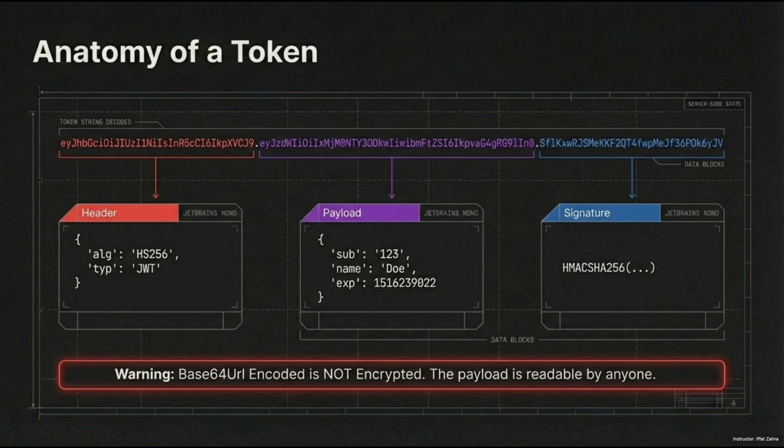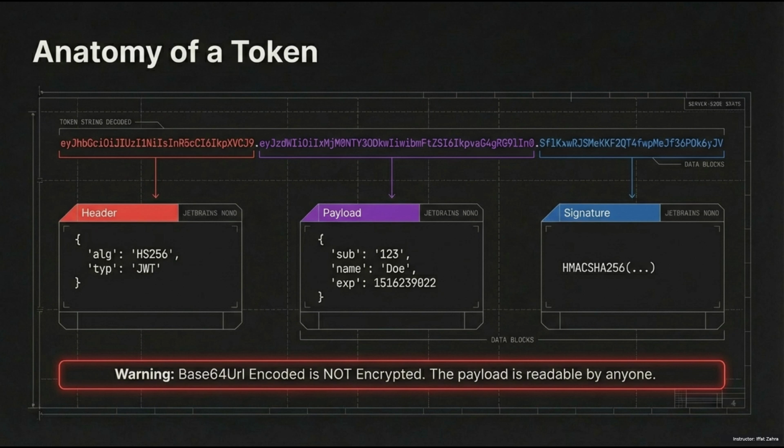But, and you have to get this, it's probably the most important thing to remember about JWTs, this data is not encrypted. It's just encoded, which means anyone who gets their hands on this token can easily read what's inside. So rule number 1, never ever put sensitive information in the payload.